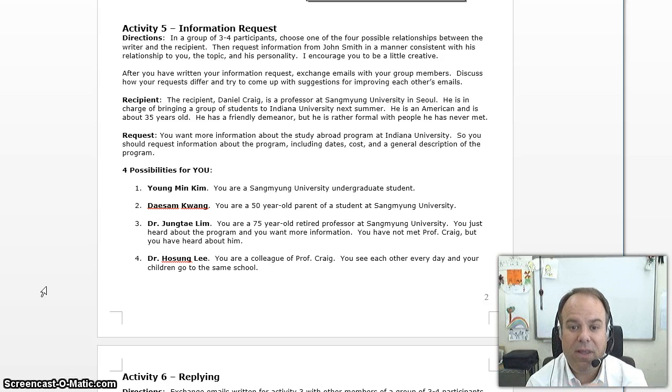So if you look at the activity 5, you'll see that the recipient, the person you're writing the letter to, is Daniel Craig. He's a professor at Sangmyung University in Seoul. He's in charge of bringing a group of students to Indiana University next summer. He's an American and is about 35 years old. Okay, I'm a little older than that. He has a friendly demeanor, but he is rather formal with people he's never met.